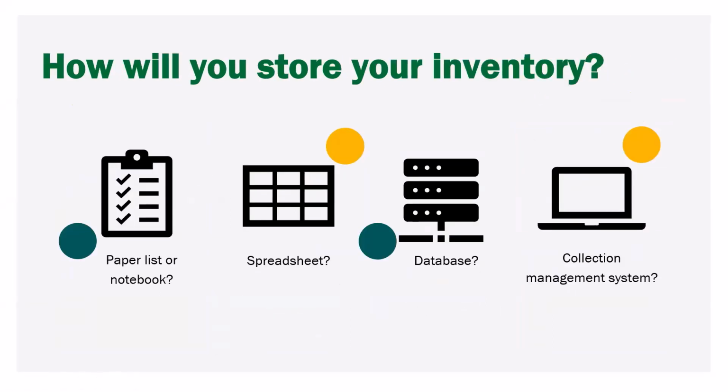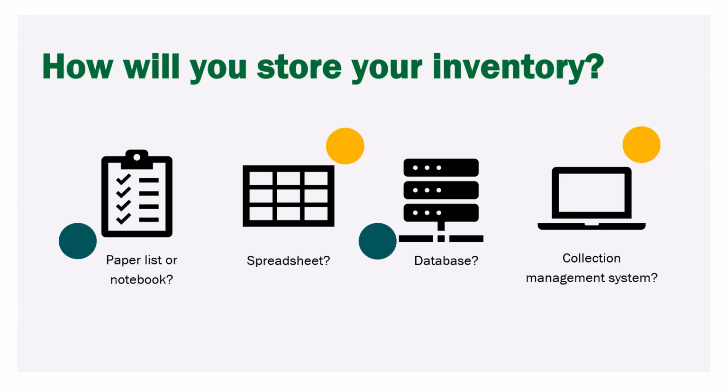Another decision that you have to make, once you've scoped it and figured out the elements of information that you're collecting about your materials, is how you're going to store your inventory. Do you want to keep it really simple on paper, like a paper list or a notebook? Would you like to have it recorded in a simple spreadsheet, which is more searchable? You could also store your inventory in something more sophisticated, like a database, or in a full collection management system and use your inventory as the starting point for full catalog records.